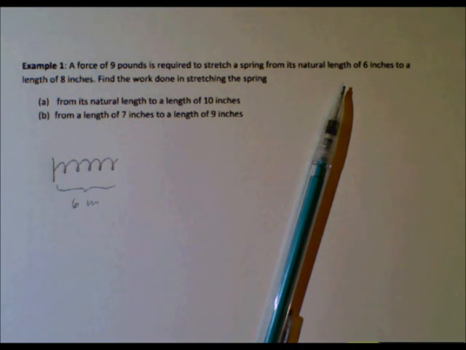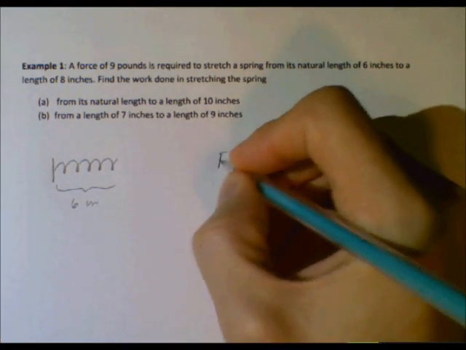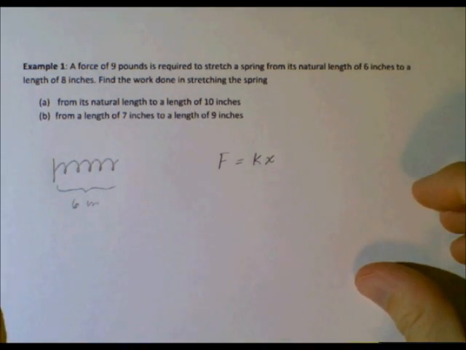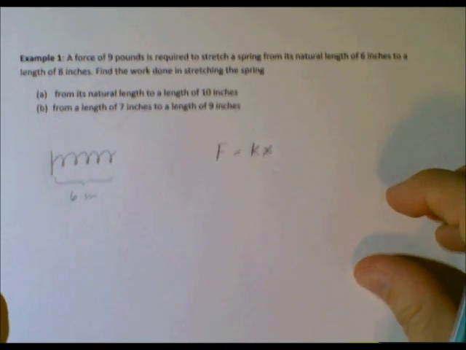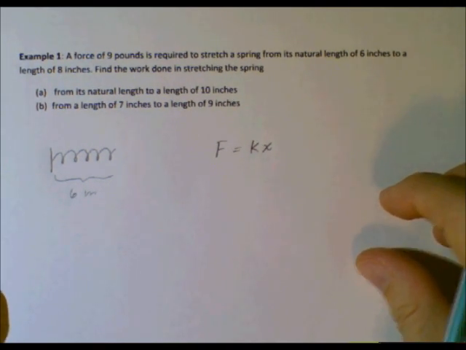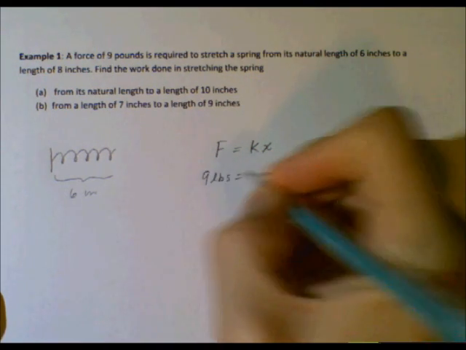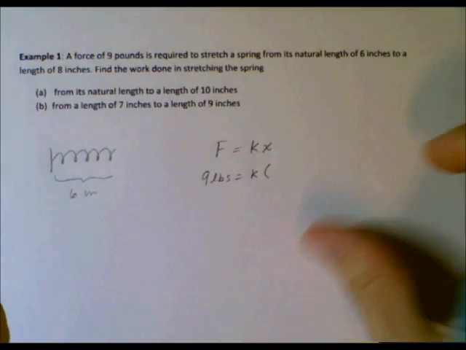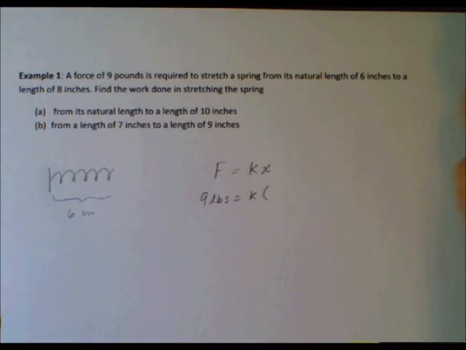First thing we need to do is determine the spring constant using Hooke's law, F equals k times x, where of course k is the spring constant. And we're told that a force of 9 pounds is required to stretch the spring from its natural length, which is 6 inches, to a length of 8 inches.